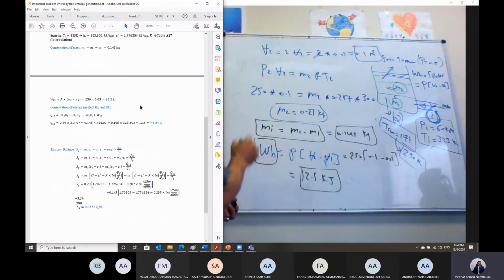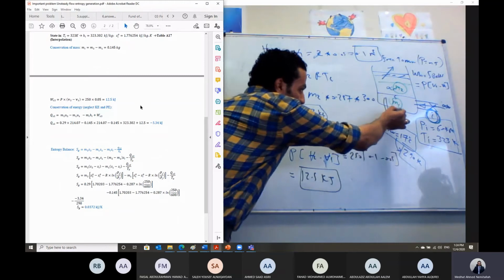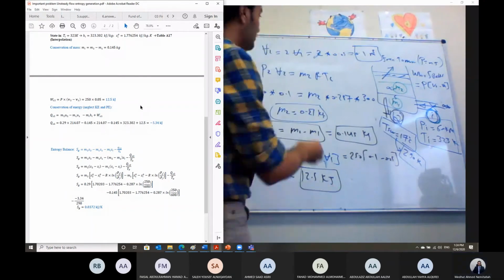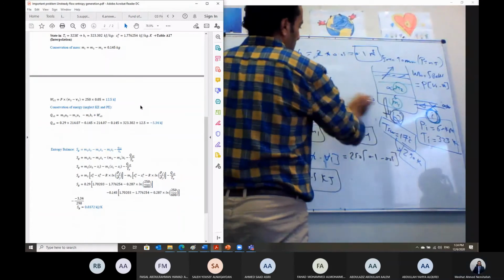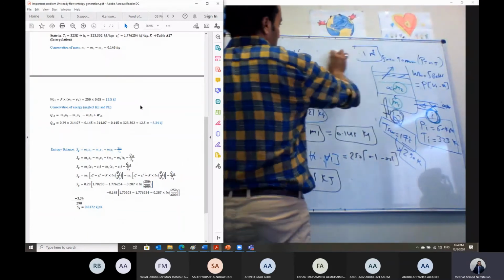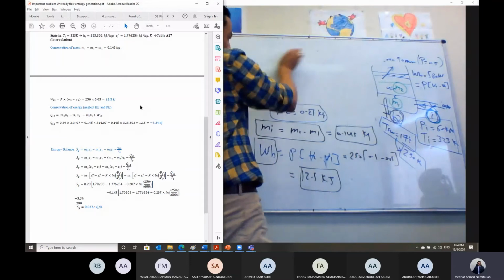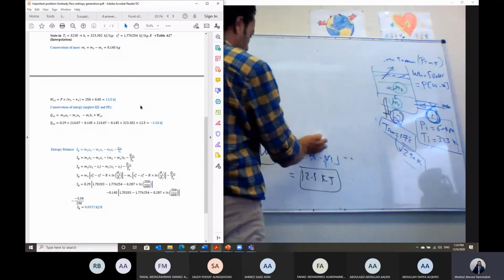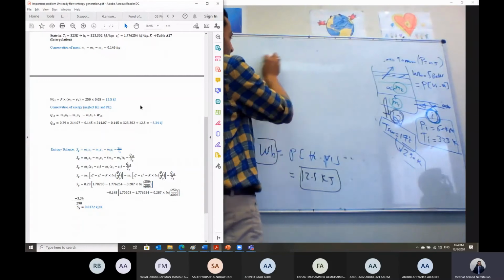Now we have calculated the work. For this process we need to calculate the amount of heat transfer. Now we can calculate the heat transfer, and we can apply the first law equation. I will just remind you of it. Can you remind me, Shabab, about this equation?